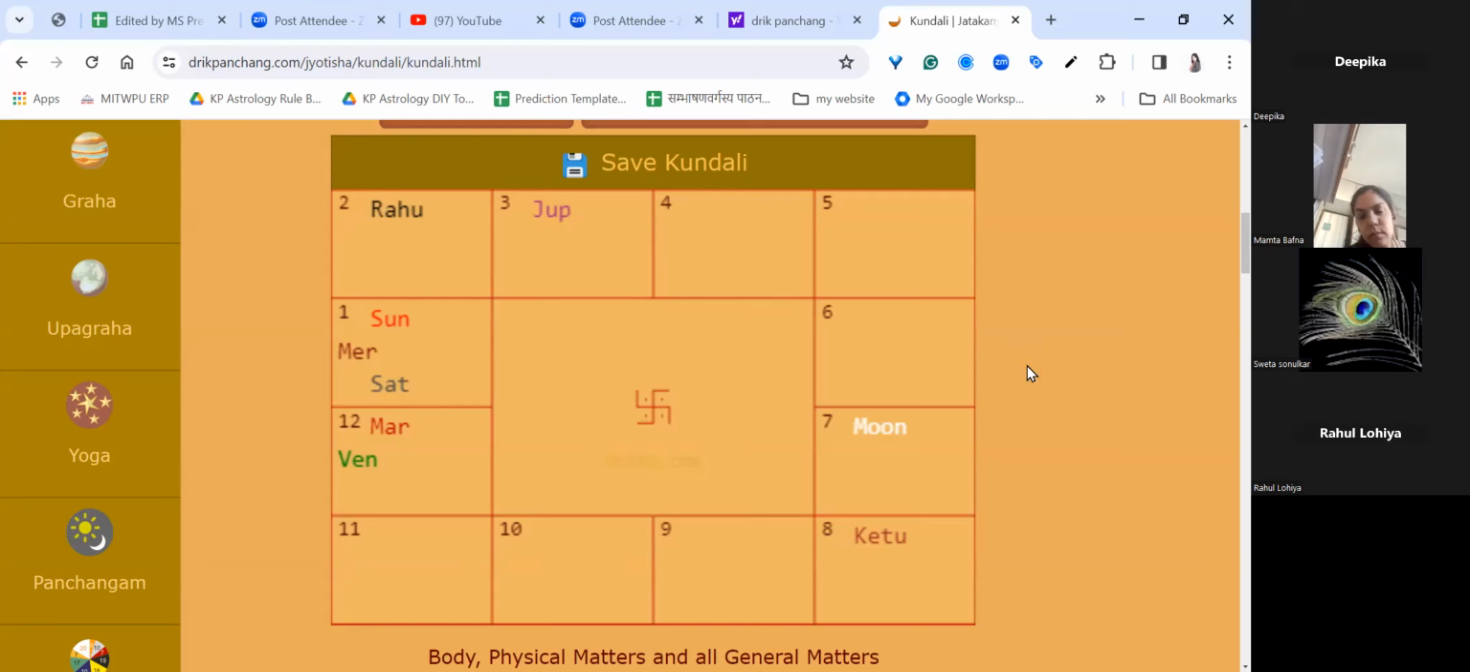Okay. Now what I want you, ma'am, to do. Sun, Mercury or Saturn is written in slightly zigzag fashion. Does that have any significance? Yes, it does.